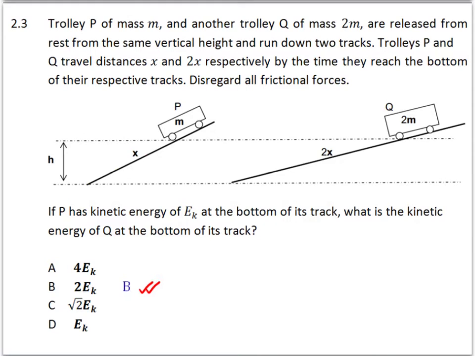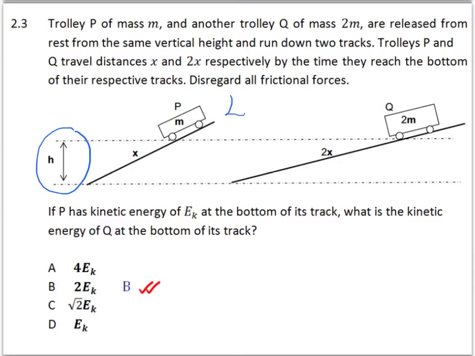In question 2.3, the trick is to realize that the distances x and 2x are actually irrelevant to the problem. The distance through which each trolley passes doesn't affect its eventual kinetic energy. What does affect its eventual kinetic energy is the height through which it passes, and that is the same for both trolleys. So now the only thing that is different between the two trolleys is their masses.